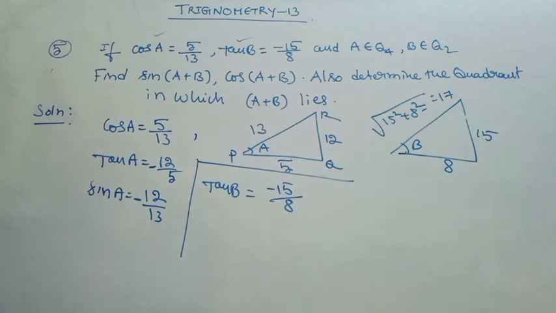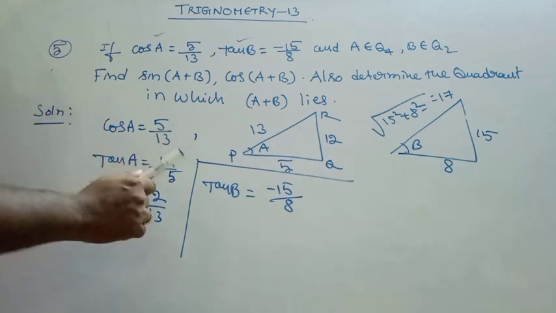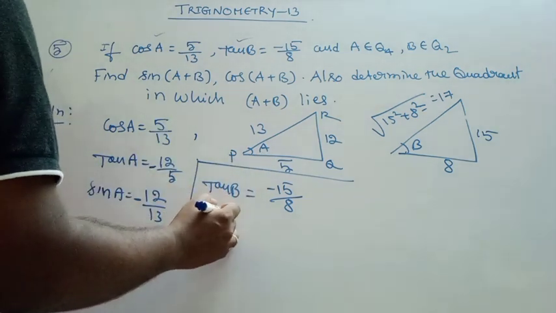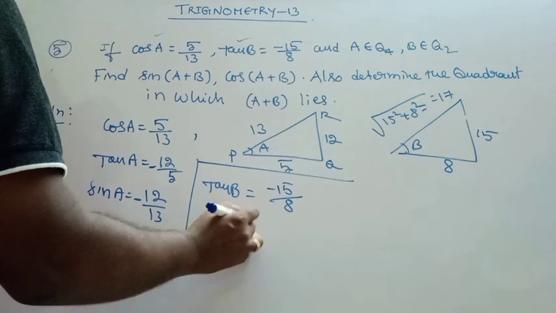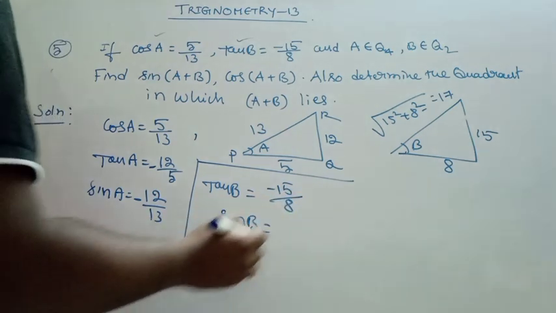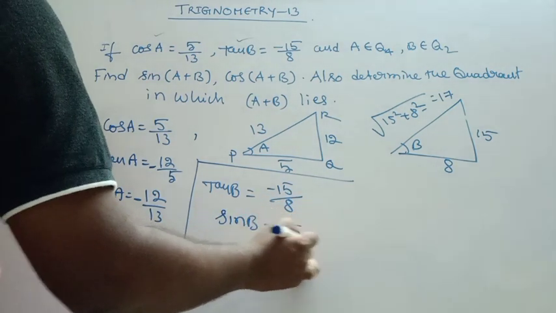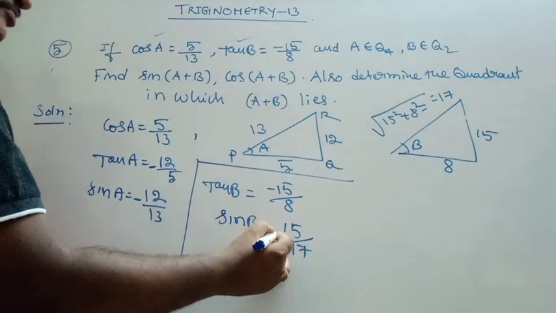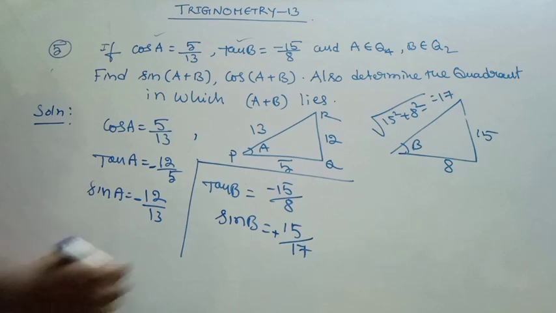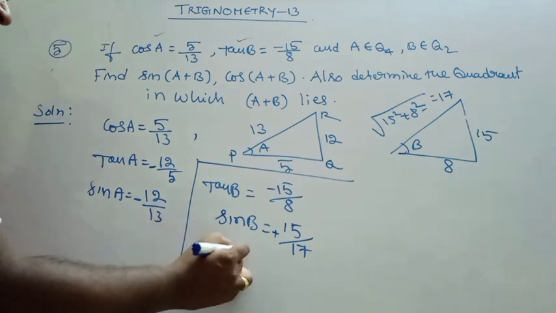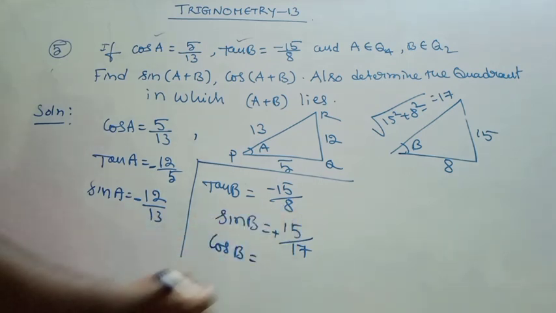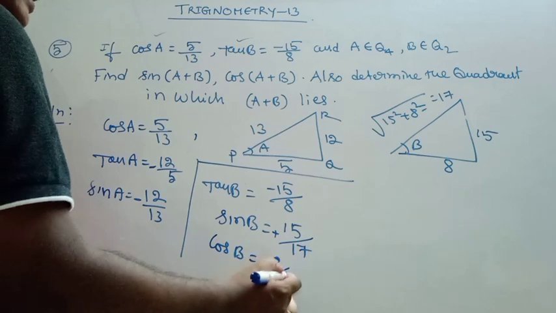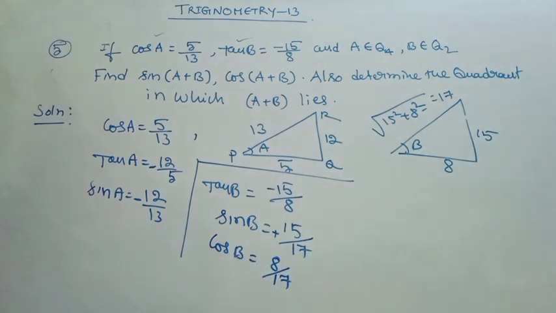Okay, we know cos A and sin A, and here tan B is given. We want to find sin B and cos B. Sin B is 15 by 17, and B is lying in the second quadrant, that's why it is positive. In the second quadrant sin is positive. And we want cos B. Cos B is 8 by 17. These are the information we have got beautifully.